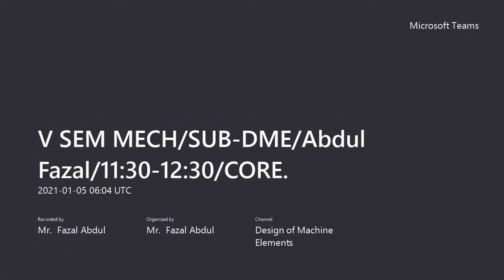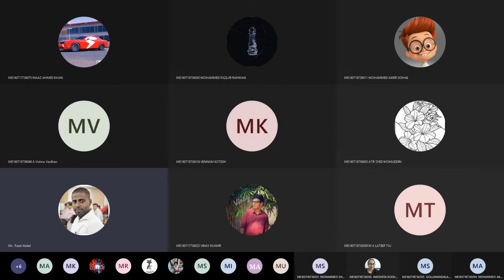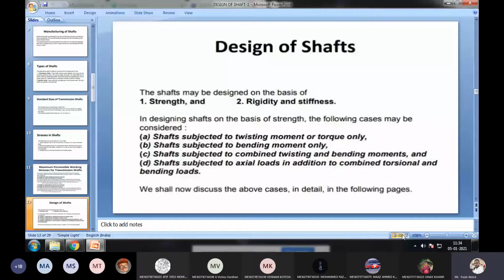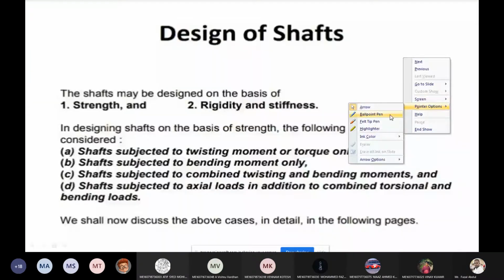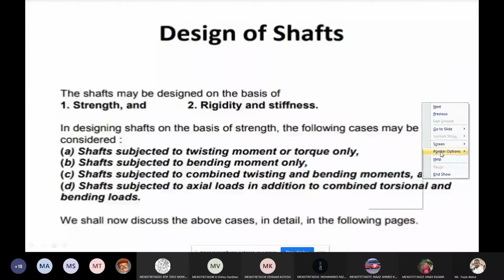We are in this case, design of shaft. So in this design of shaft, what are those? Design of shaft is going to be done with the help of these two criteria. One is a strength criteria, one is a rigidity criteria. Already we discussed this one also. In strength criteria, again four categories are there.